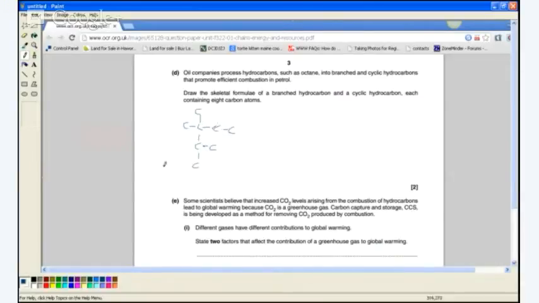A really simple one would have been 7 carbon atoms in a row, 1, 2, 3, 4, 5, 6, 7, and I would just shuffle them there like a methyl group.